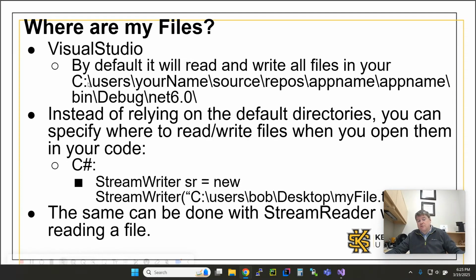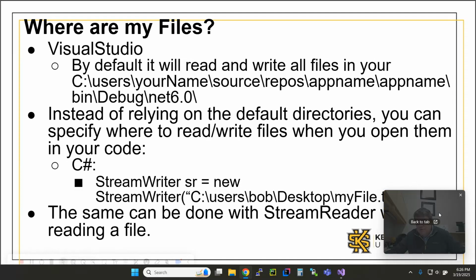All right, so where do you write all the files? If you're looking for where Visual Studio is putting everything, they're in C:\Users, whatever your username is, \source\repos\whatever you called your application\whatever you called your application\bin\Debug\net6.0, or whatever version of .NET you're using. So yeah, that's a really long path. If you're on a Mac or a Linux machine, it's just going to be /Users/your name/source/repos, and so on and so forth.